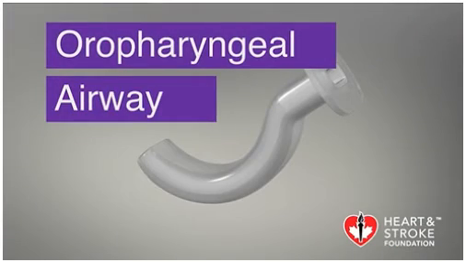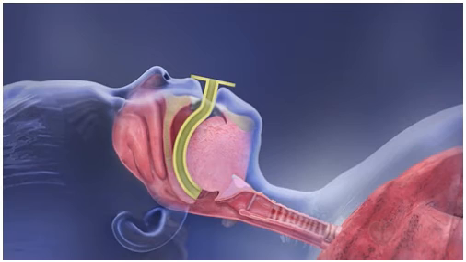Insertion of an oropharyngeal airway is another intervention that healthcare providers must know how to do. Oropharyngeal airways are used in unconscious patients with no gag reflex. They help maintain the airway by preventing the tongue from obstructing the tracheal opening or glottis.